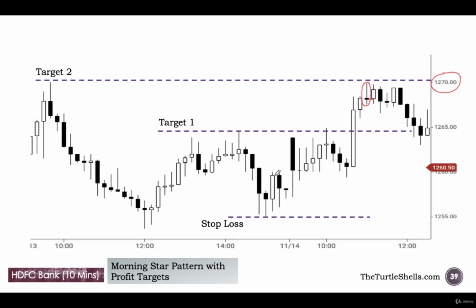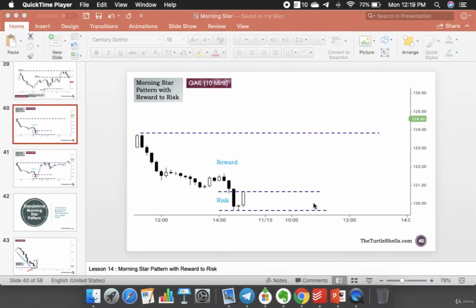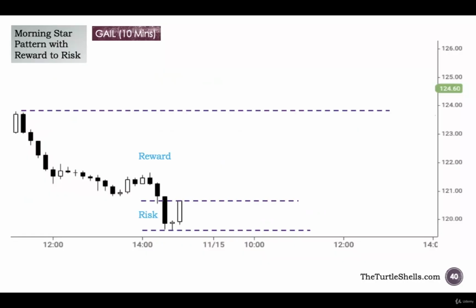So we have taken a long position here. It's better to take this much profit and get out of the market. Okay? Alright, let's now bring our attention to the reward to risk.